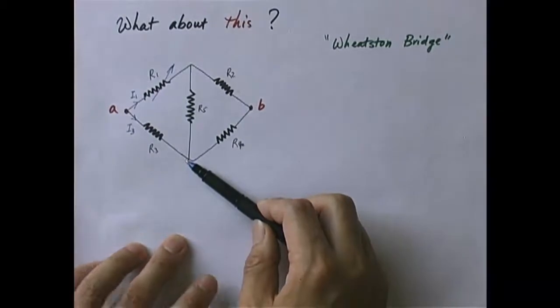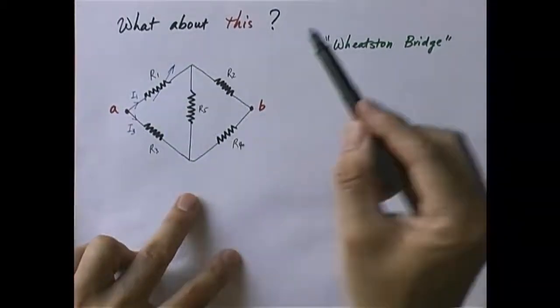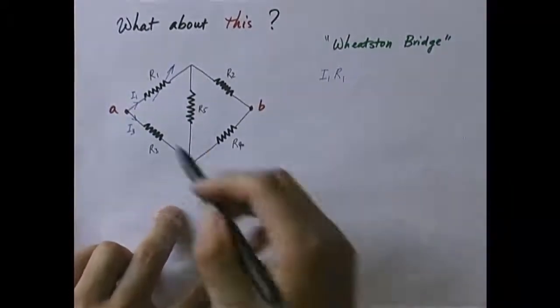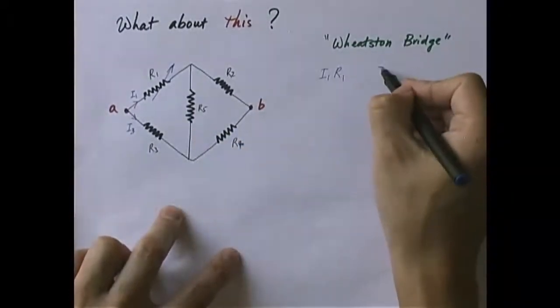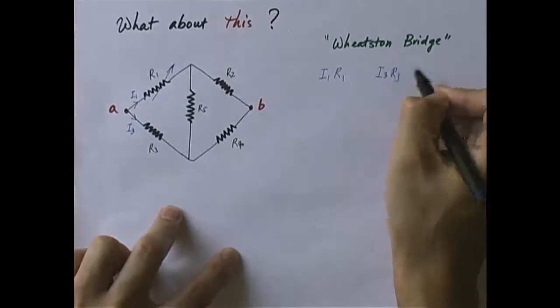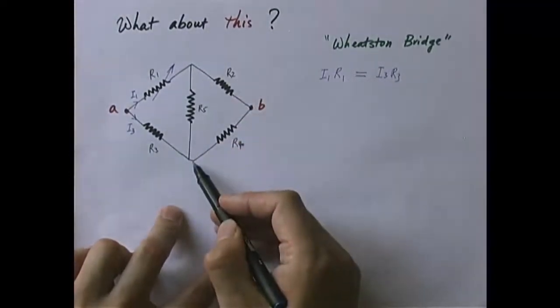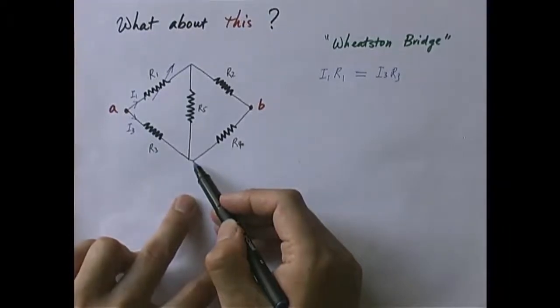Okay, but what is the voltage difference across the first one? Wouldn't that be I1 times R1, right? For that one, wouldn't it be I3 times R3? And they're the same, right? They're the same because these 2 points have the same potential in a balanced case.